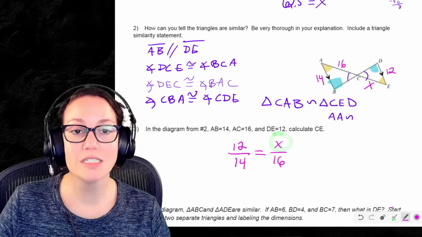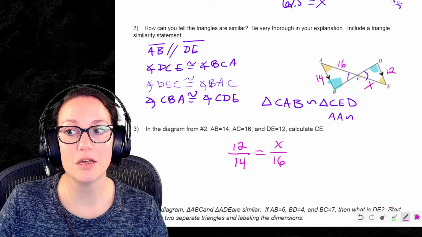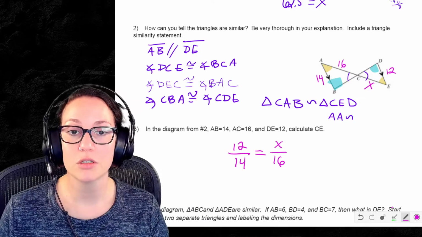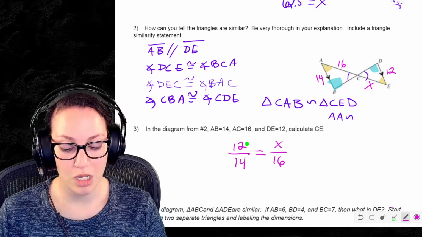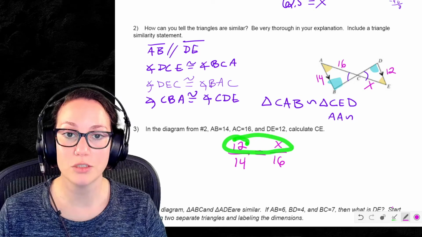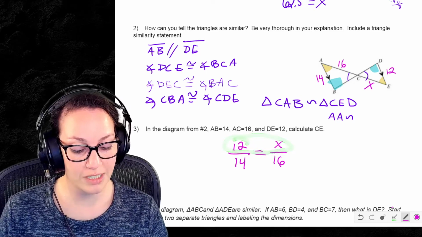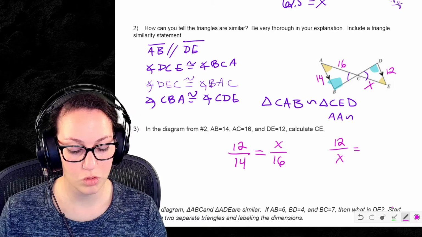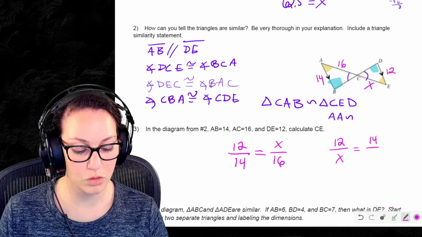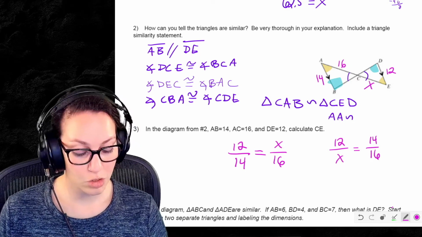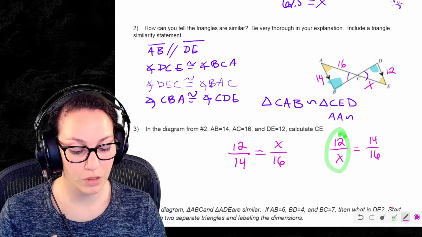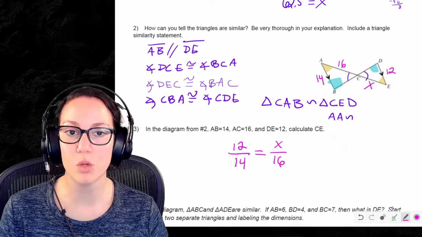There's many different ways to set up proportions, but the components of one triangle have to be either vertical or horizontal with each other. They just can't be catty corner. So as long as this 12 and this x are next to each other like this, or we could set it up like this. Right? As long as they are not diagonal, we're good. But I'm just going to solve it one way.